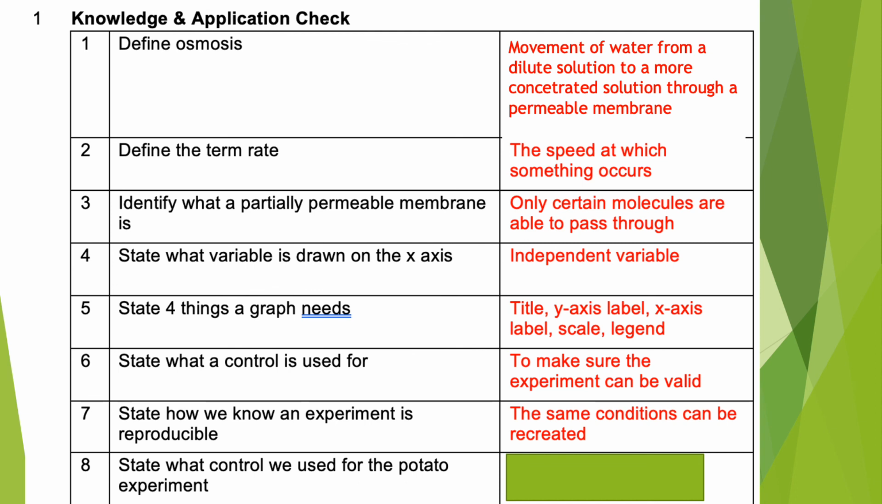Number 8 then, state what control we used for the potato experiment. You may not have gotten this one, but for the potato experiment, what we did is we used regular water instead of a sucrose or a sugar solution. That's just to make sure that the experiment will still work the way it's supposed to. So for those 8 questions, please make sure that you have the correct answers, and we'll be moving along.